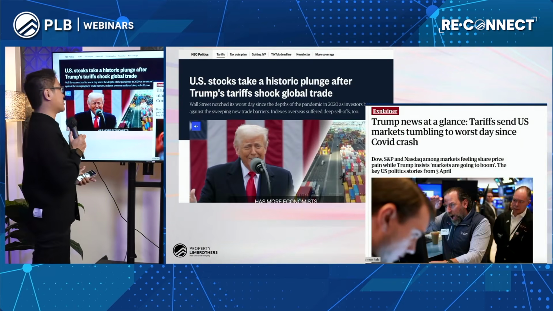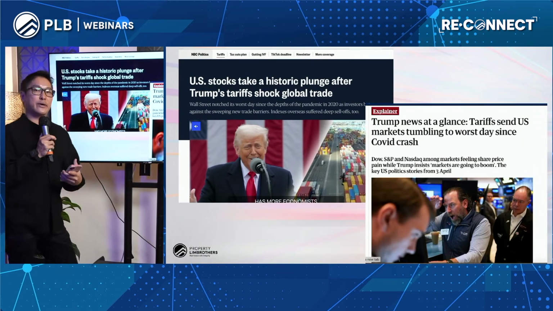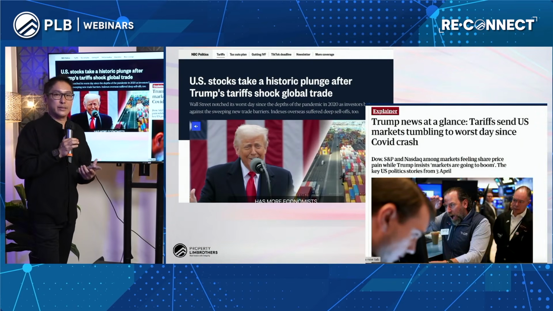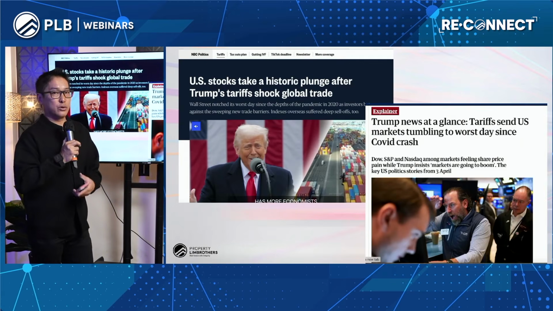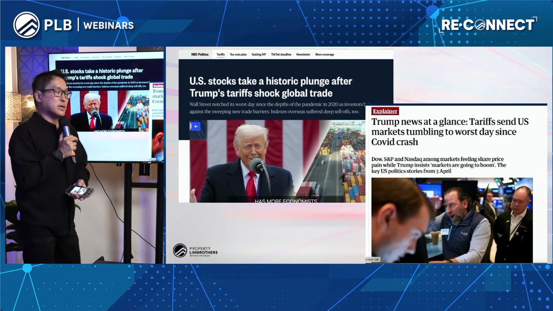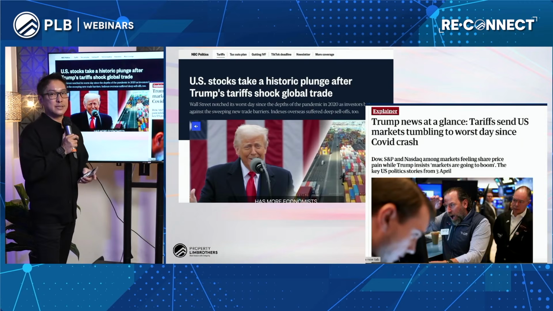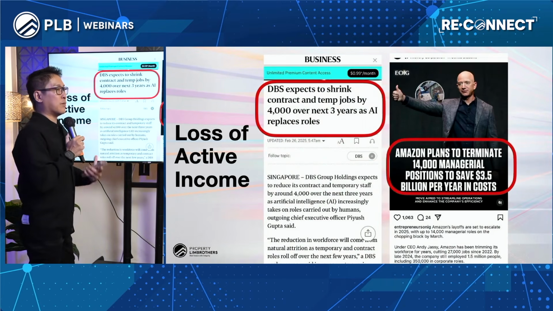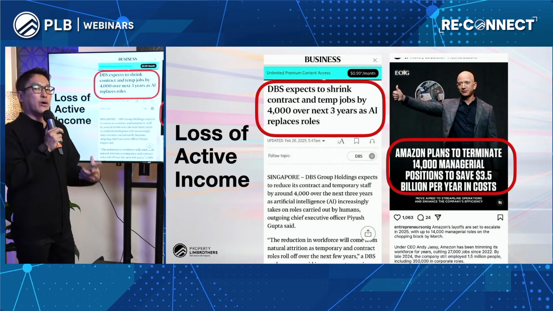And of course, as I mentioned, the tariffs are affecting a lot of people, especially if you're running a global business. So all these micro factors will affect how people make decisions in terms of buying property.